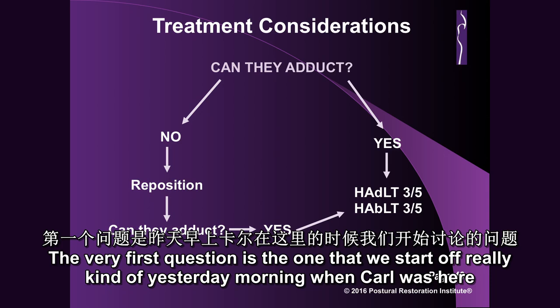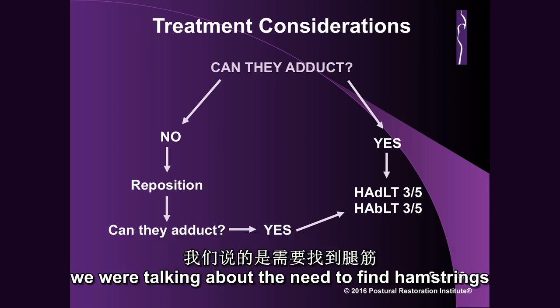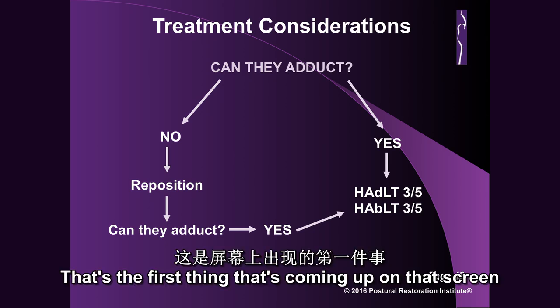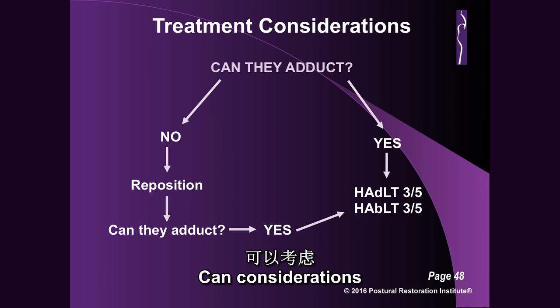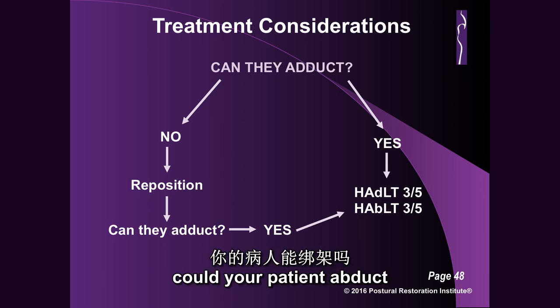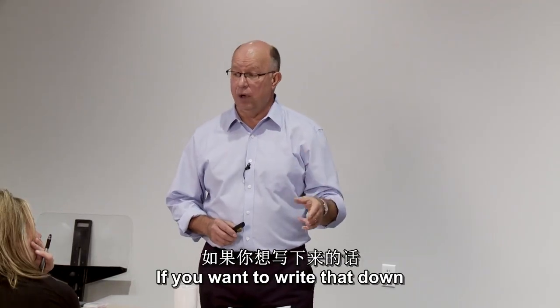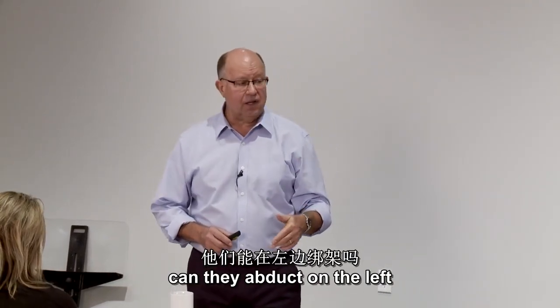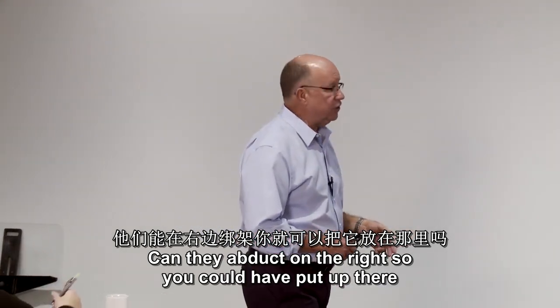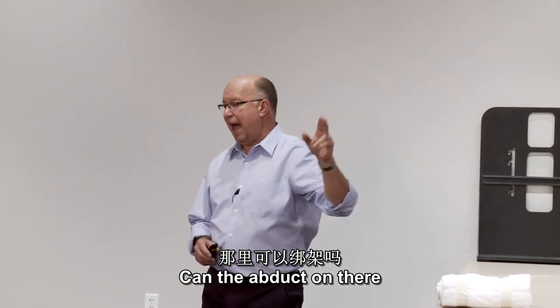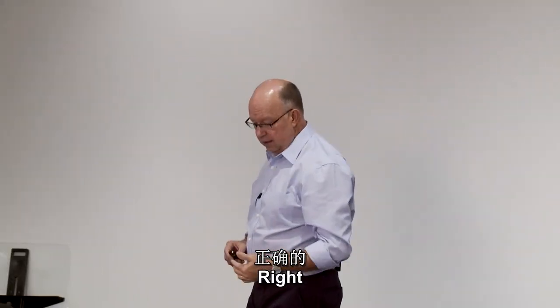The very first question is the one that we started off with yesterday morning when Carl was here, and we were talking about the need to find hamstrings. Can you adduct? That's the first thing that's coming up on that screen. Treatment considerations. Could your patient adduct? Can they adduct on the left? Can they abduct on the right? If you wanted to write that down. Can they adduct on the left? Can they abduct on the right? So you could have put up there, can they adduct on the left, followed by can they abduct on the right.